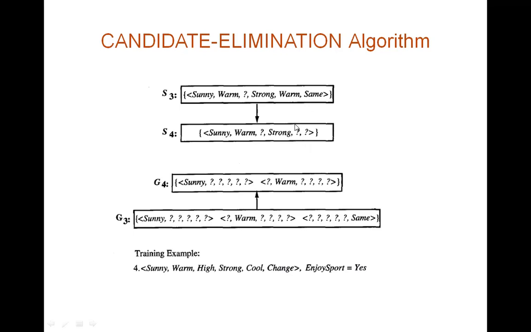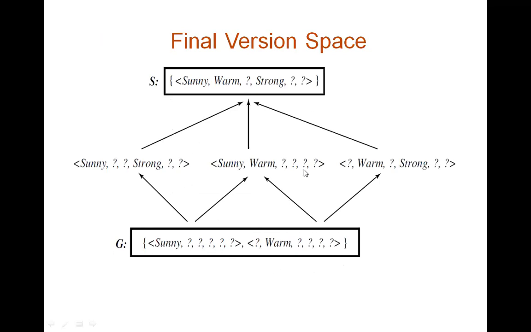So we got the boundaries, specific boundary and general boundary, using the candidate elimination algorithm. Once you get the boundaries, you can write the in-between hypotheses which are consistent with the given training data. So in the specific boundary, we have one hypothesis. In the general boundary, we have two hypotheses. In between, there are three hypotheses. So this is the final version space we got using the candidate elimination algorithm for the given training data. Is it clear?